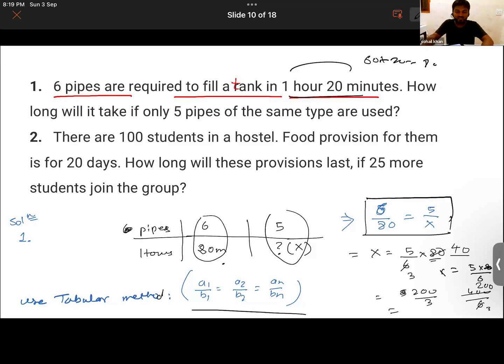Ahmed, how much are you getting? 1 hour and 36 minutes, sir. 1 hour and 36 minutes, that means 96 minutes. No, that is not correct here. 200 upon 3, that gives you how much? 66 point something. Okay, 66.6 is the answer. So approximately 66 minutes would be the answer. Or you would say 1 hour 6 minutes, right? Yes, sir. That is the answer.